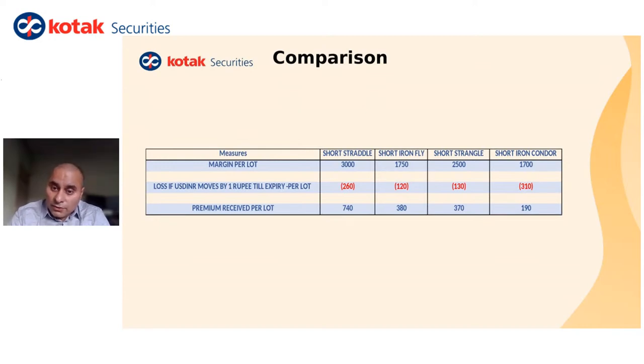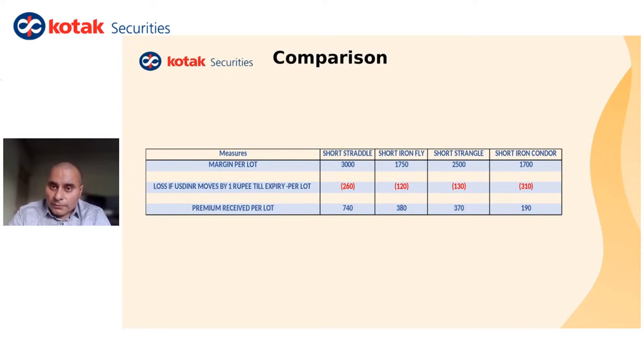Same thing, it starts to decline as you move from straddle to strangle to iron fly to iron condor. So this was basically a glimpse as to how you can convert your simple trades, whether it's bullish or bearish or, let's say, of a range, into hedge trades such that your margin deployment comes down dramatically. Like here, if you compare the margin deployed in a short straddle, it is close to 3000 rupees.